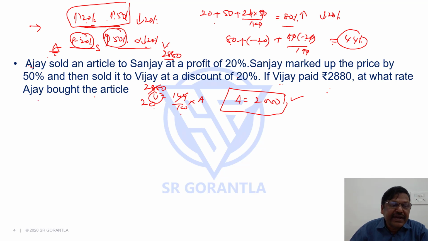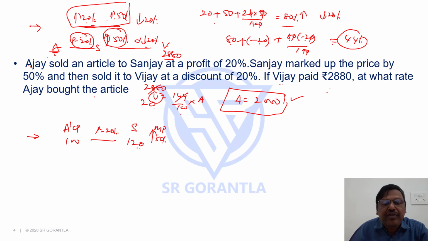That was the first method. What is the second method? Take an example. Let Ajay's cost price be 100 rupees. He sold at 20% profit. So Ajay's selling price, or Sanjay's cost price, will be 120. Now he is marking up by 50%. What do you mean by marking up? He is marking the price as 50% more. What is 50%? Half. What is half of 120? 60. He increased the price, so he marked it as 180. Who? Sanjay marked the article as 180.